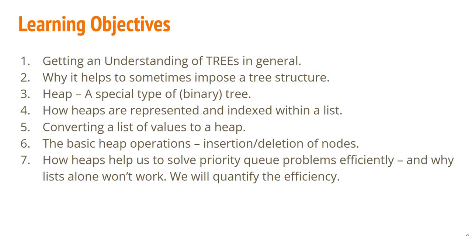So with this, the learning objectives are, well, understanding trees in general, understanding why it helps to impose this tree structure, how we do it, understanding heaps, which is a special type of binary tree, how heaps are represented and indexed within a list, converting a list of values to a heap, basic heap operations, insertion, deletion of nodes, and so on. And how do heaps help us to solve priority queue problems efficiently? And why lists alone won't work? Like I said, we are going to quantify this.